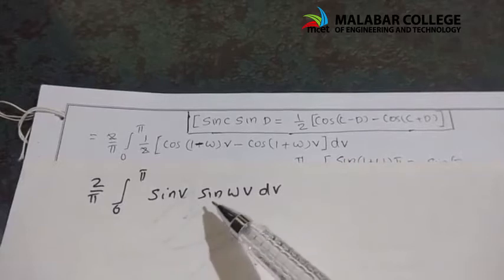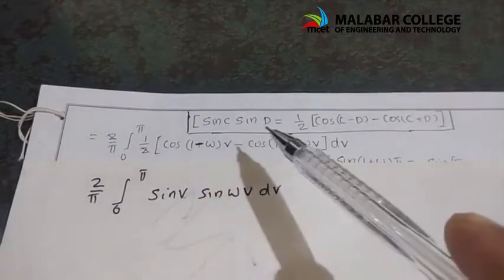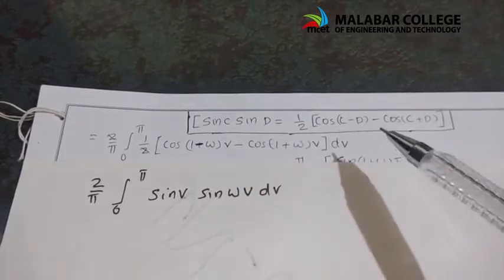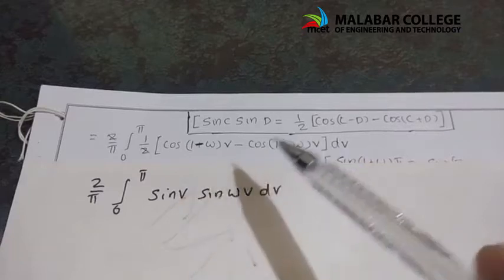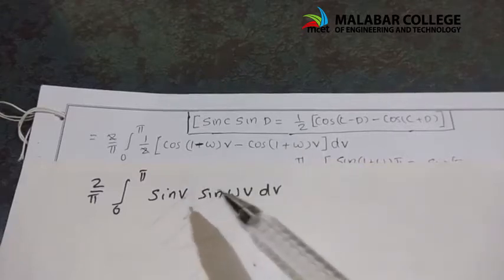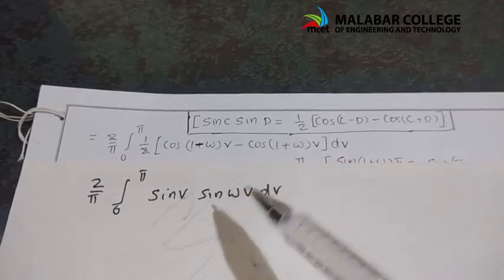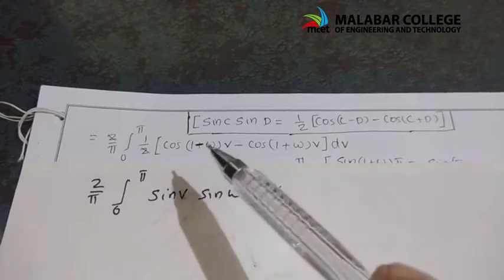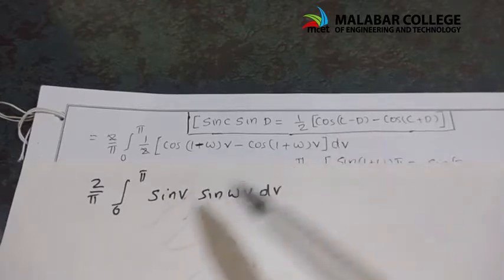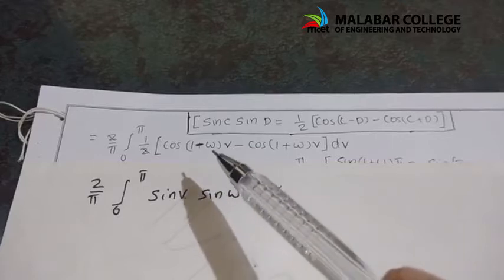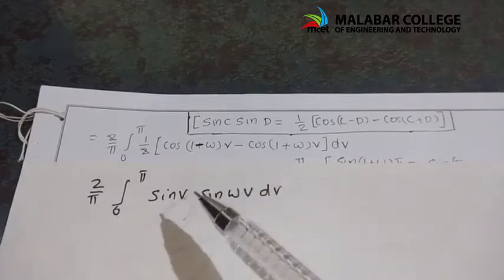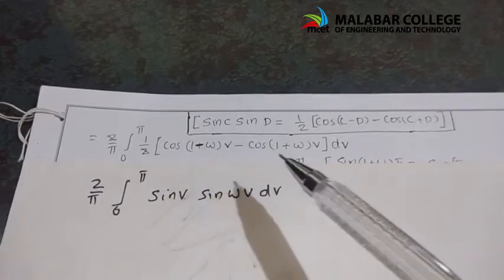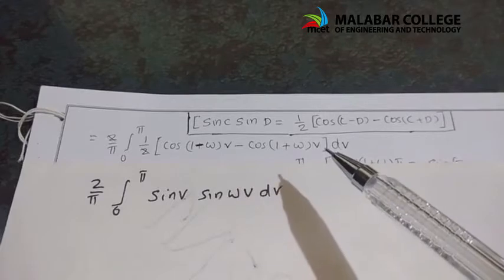Then here, sin v sin omega v, we have to apply the sin c sin d formula. What is sin c sin d? It is equal to 1 by 2 into cos of c minus d minus cos of c plus d. So we apply the formula. In place of c we have v, and in place of d we have omega v. So c minus d is 1 minus omega into v, and c plus d is the same, the difference is that in place of minus it is plus. So we'll get 1 plus omega v here.